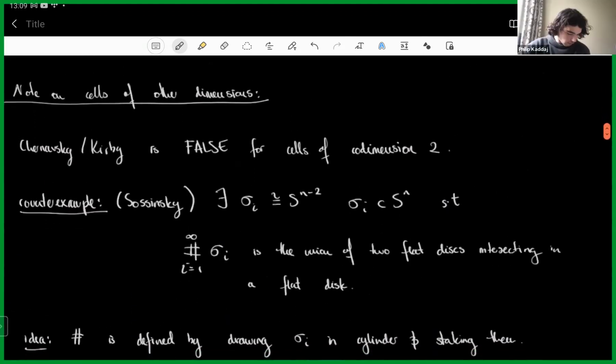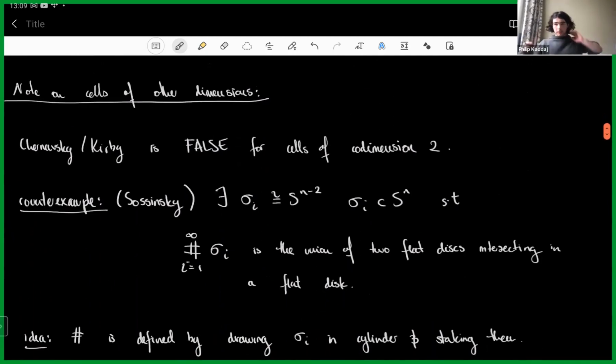Okay. So I said I would discuss the case K is equal to codimension 2 separately. It turns out that actually we do not have an analogous result for the case of codimension 2.